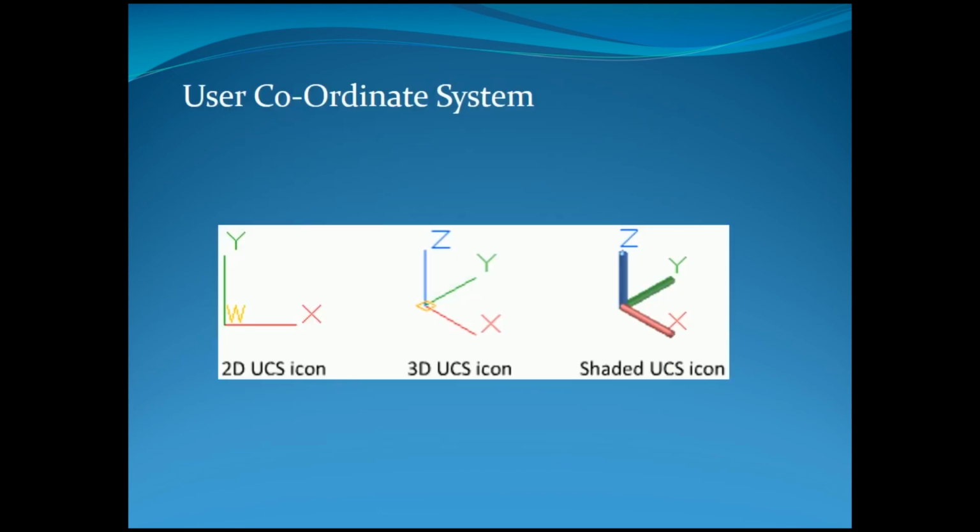Next we are going to see about user coordinate system. Generally in 2D modeling you can view x and y coordinates, and in 3D modeling you can view x, y and z. So the z, x, y formation where it faces is the positive direction. In this case, this is the positive direction of x, y and z. These are the negative directions.